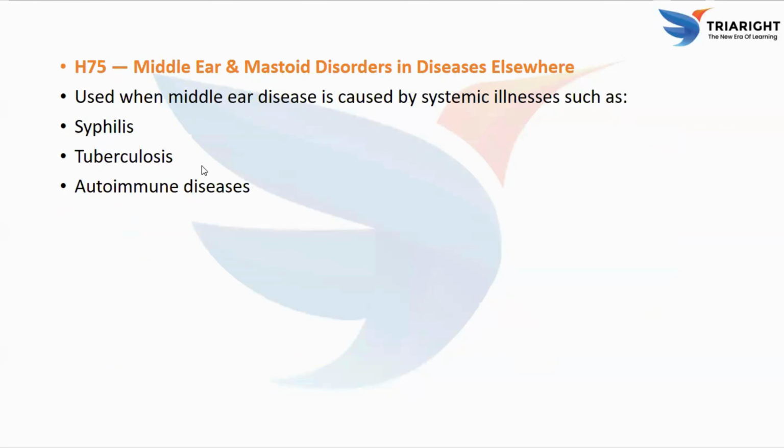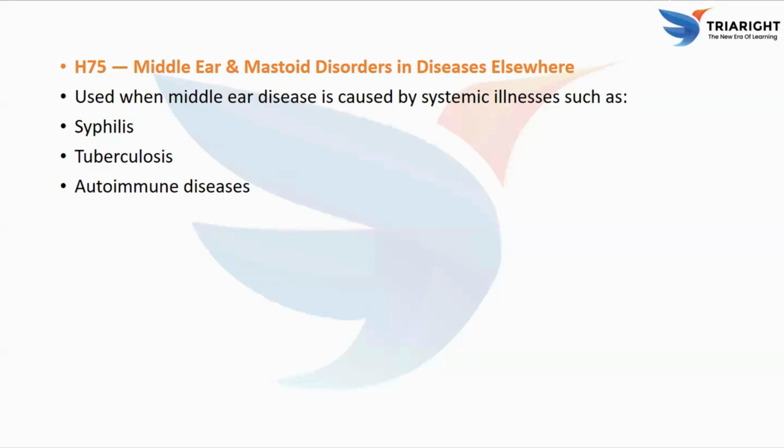Next category is H75, middle ear and mastoid disorders in diseases classified elsewhere. So what does diseases elsewhere mean? This ICD-10 rule applies when the middle ear disease is not primary, but is a direct result of another systemic condition. In such cases, you should not code the ear disease as primary. Instead, you have to code the systemic disease first, then add the H75 code as the secondary code. This follows the ICD-10 instruction of code first the underlying disease.